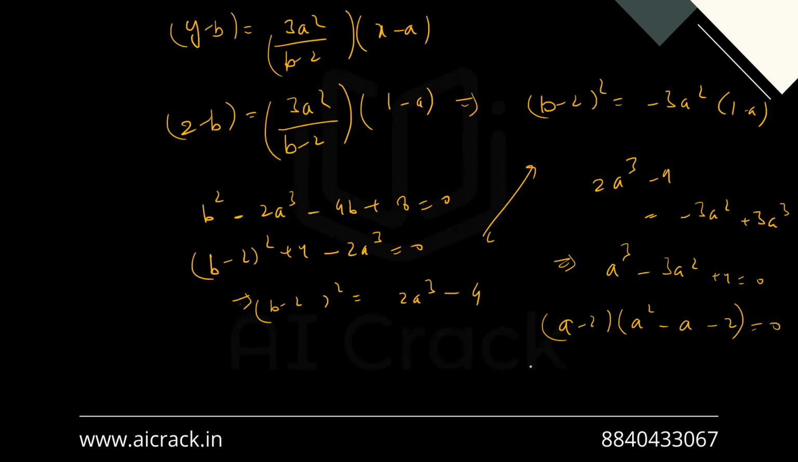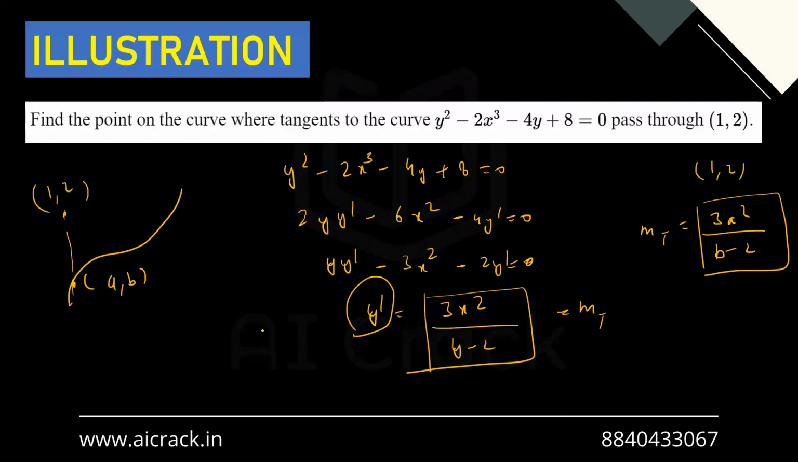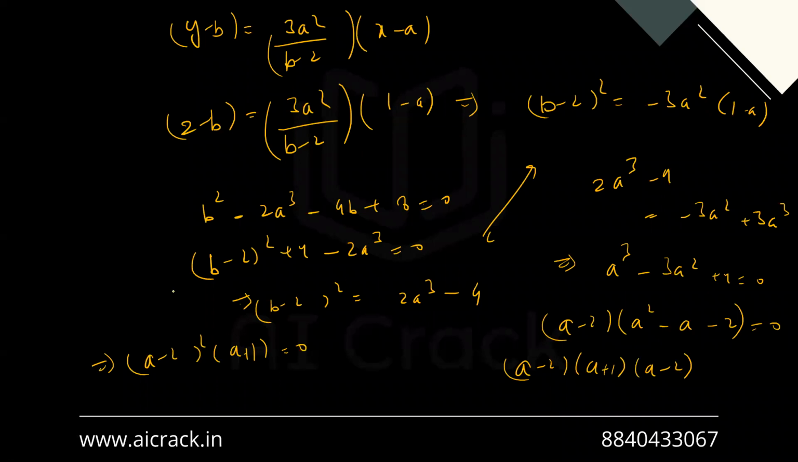So finally this becomes a minus 2, a minus 1, sorry, a plus 1 and a minus 2, right? So this is our final equation that comes out to be a minus 2 whole square and a plus 1 equals to 0. So we are getting two roots from here. So basically we'll be getting 2 points from here. From that we can calculate b as well. So this is the basic process with the help of which you have to solve these types of questions.